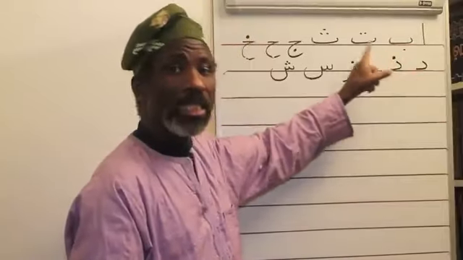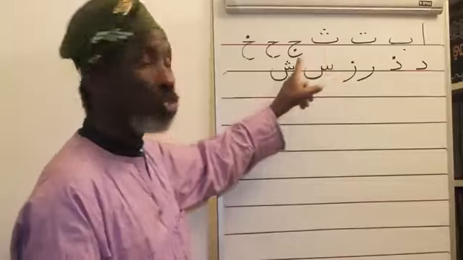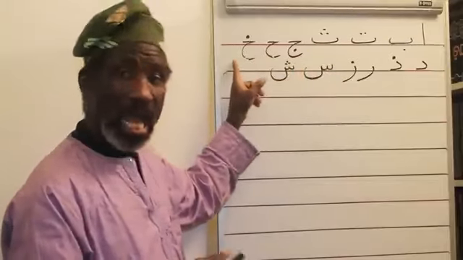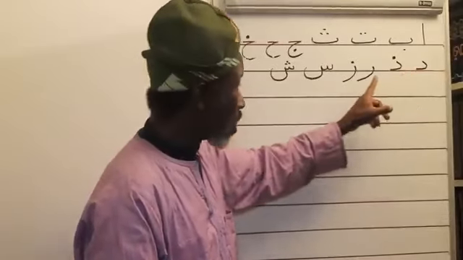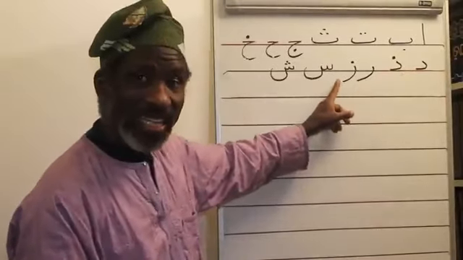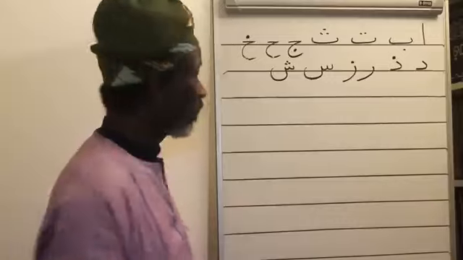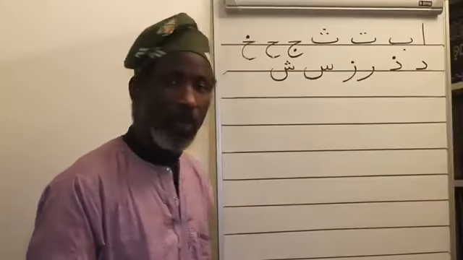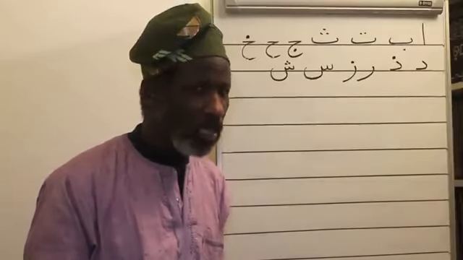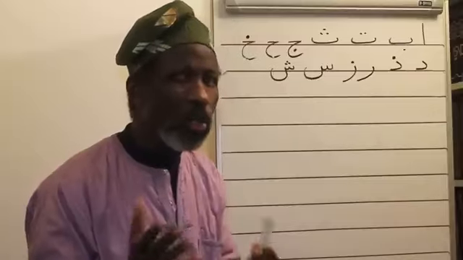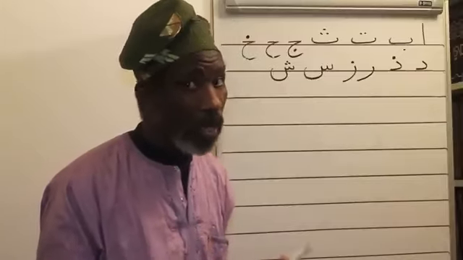Alif, ba, ta, tha, jim, ha, ha. Dal, val, ra, zain, seen, sheen. Next family, also 2 in the family. You know, first one probably no dot. The second one probably 1 dot.